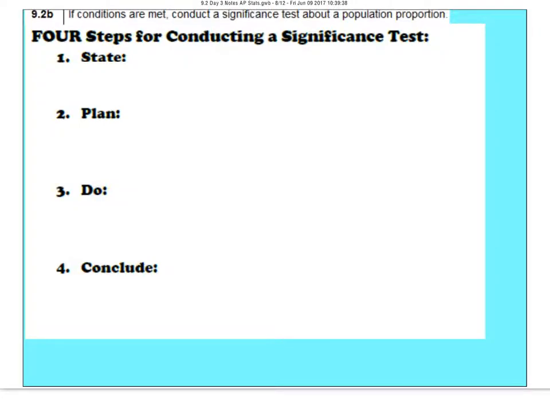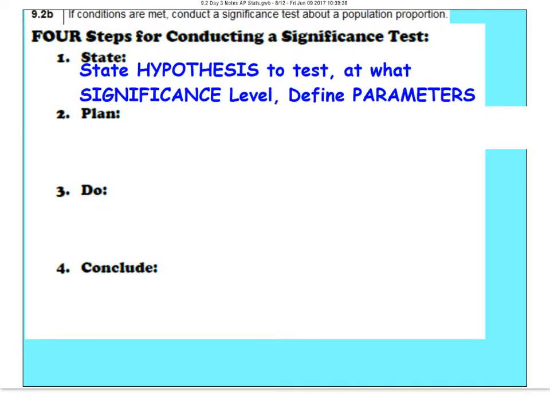Now, as the confidence intervals had their state, plan, do, and conclude process, so does the significance test. Let's talk about what you should address in each of the 4 components. In the state component, you want to state your hypothesis, identify the significance level you're choosing, what's your alpha, and define your parameter. So when you state your hypothesis, remember, do your H sub 0 and your H sub a for p, define what p stands for, and then choose maybe 5%, 10%, or whatever alpha being defined.